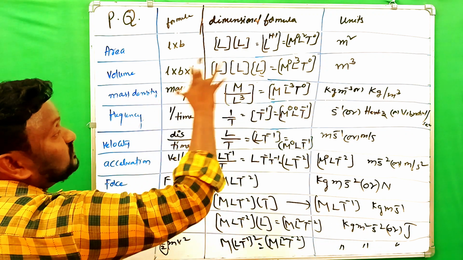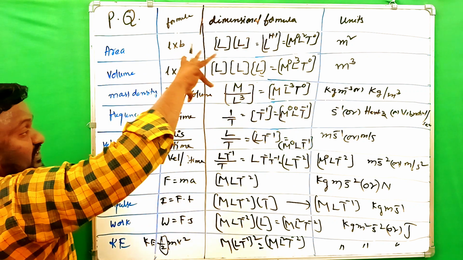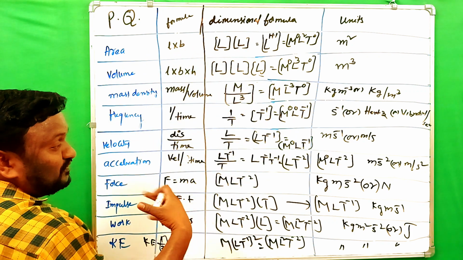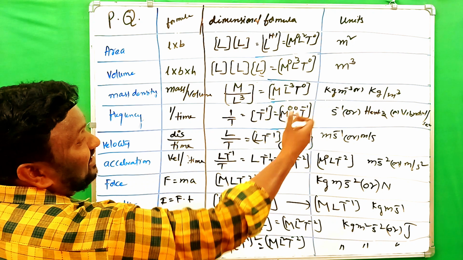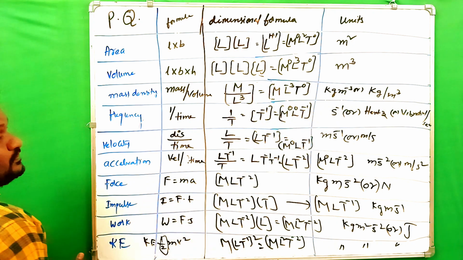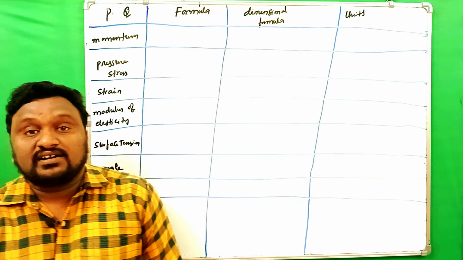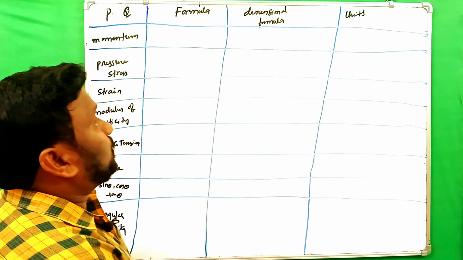Clear? So in this way we can write the dimension formula for any physical quantity, and based on that we can write the units of the physical quantity. Let's see some other dimension formulas for different physical quantities.